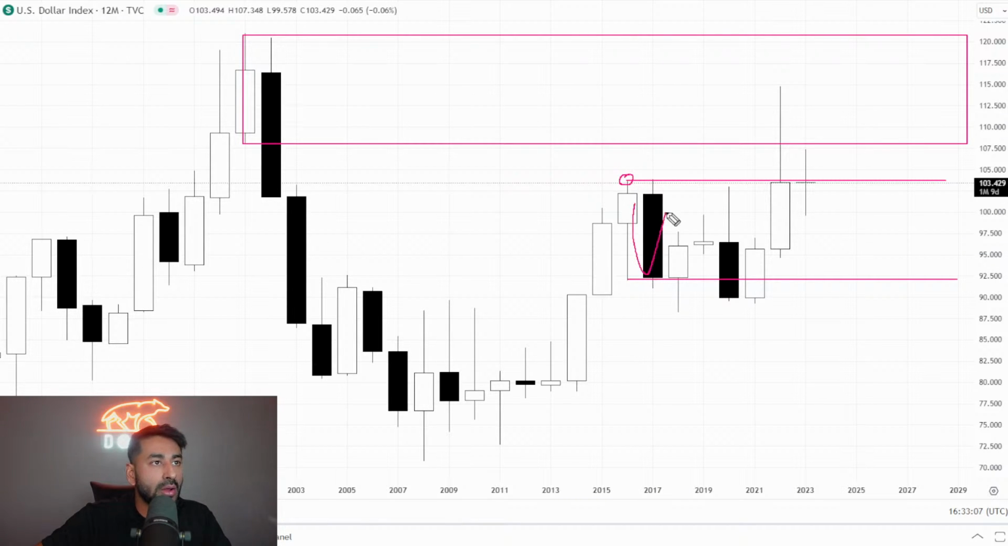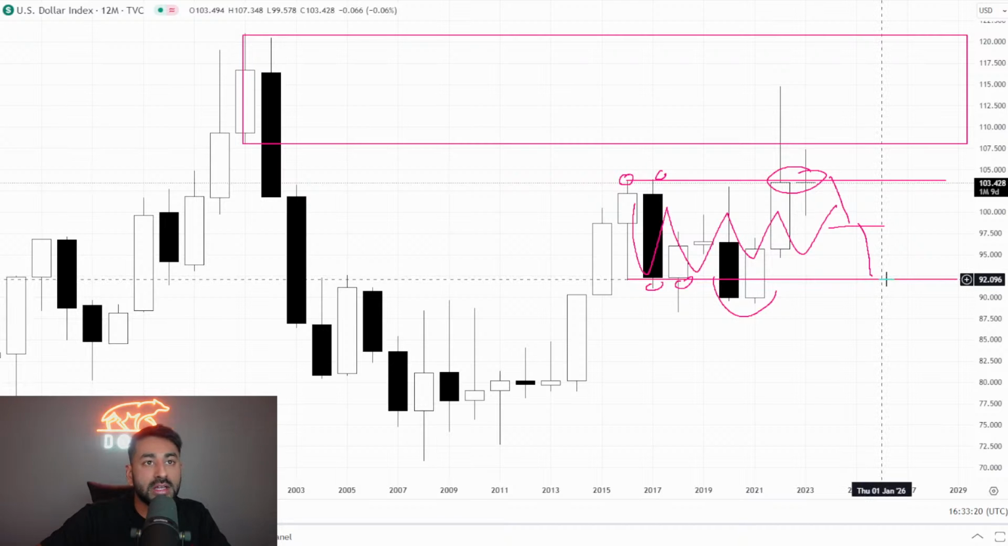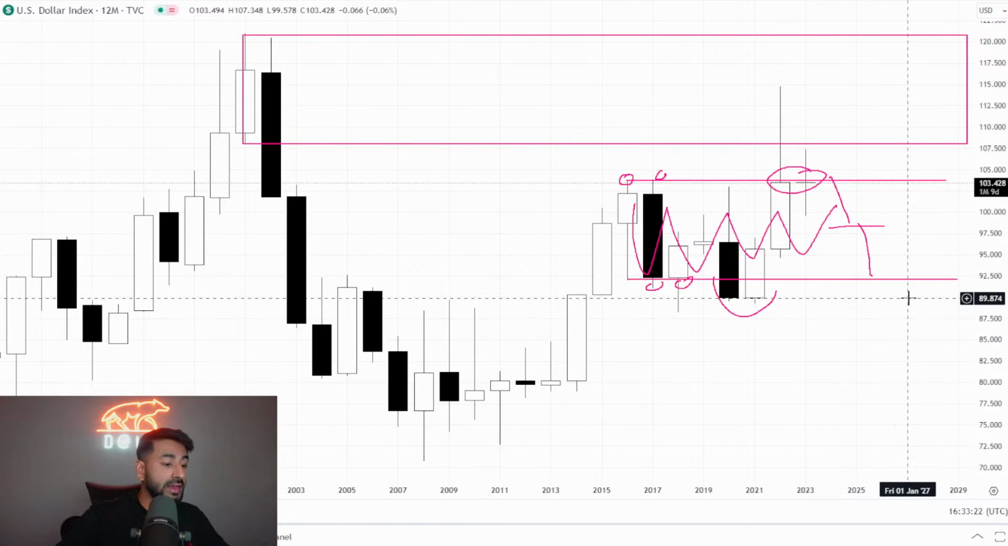So that high was a range bound environment. We got support here, support there, resistance there, deviation there, resistance here. Send it back to mid-range around 97.5 or so, maybe a little bit higher, and then go back down to 92.2-ish. And that will be the level we're looking for on the dollar index as well. And if the dollar index is going down, what happens to stocks? Stocks go up, crypto goes up, currency goes up, and whatnot.